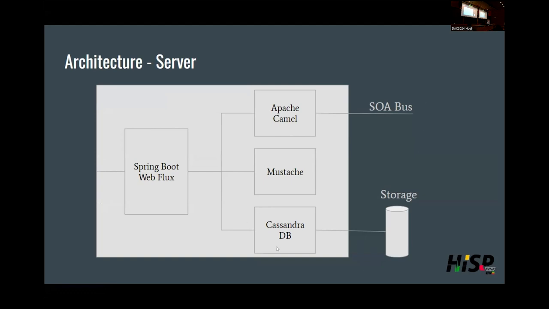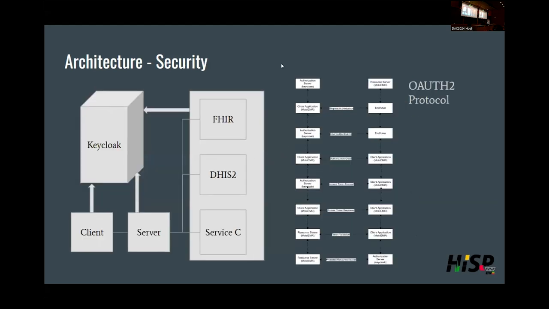And then here we also have an internal NoSQL database, Cassandra, where we can store information that is coming from the app. That's how we catch information. Then we take that information and send it onwards to the right resources, to the right application.